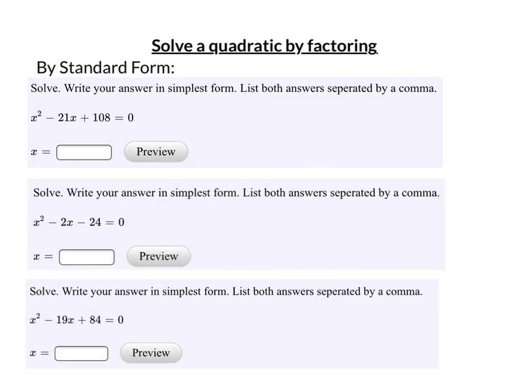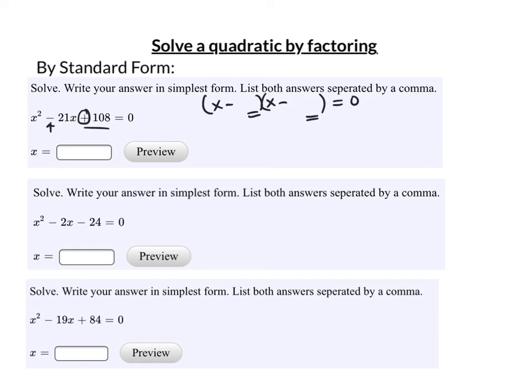A few more examples if you need them. Here goes. So this one is going to be x times x is x squared. This number times this number is positive 108. And since this sign is a minus, it's got to be two negatives to make that positive 108. And the two negatives will add to negative 21. I need factors of 108 that add. They'll both be negative. They'll add to negative 21.